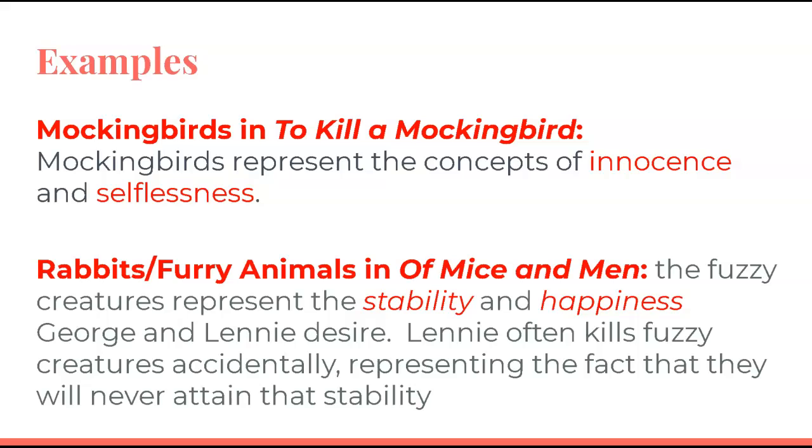Or we have rabbits or furry animals in Of Mice and Men. These fuzzy creatures represent the stability and happiness, those concepts, that George and Lenny want so desperately to have. And the fact that Lenny often kills fuzzy creatures accidentally enhances the motif because it represents the fact that they will never be able to attain that stability. They destroy their own ability to have that happiness.